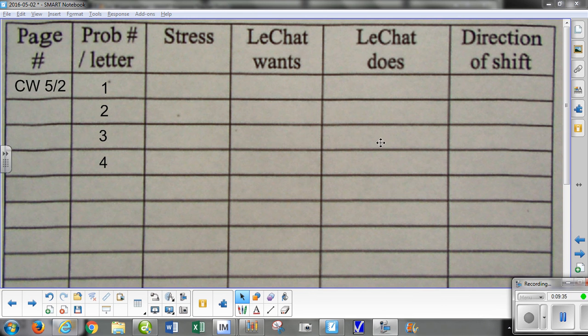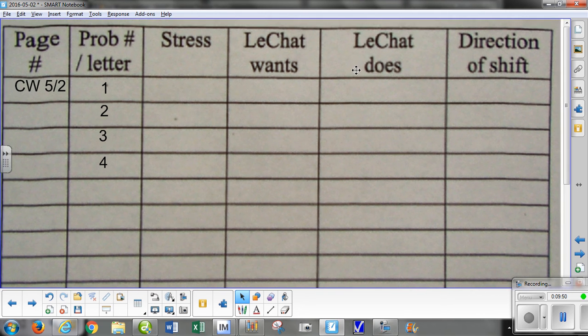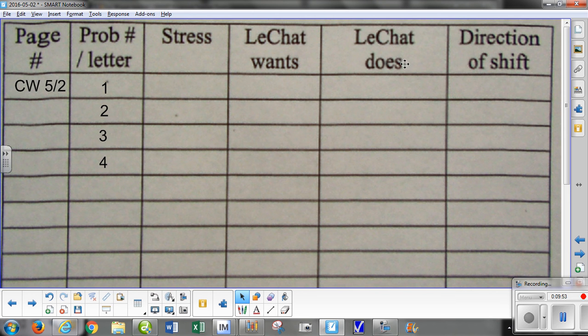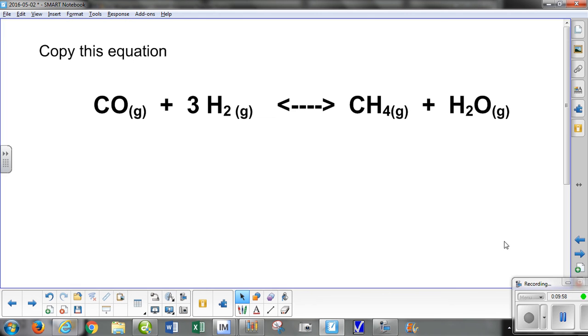Okay, for those of you watching at home because you weren't at class today, or those of you who were in class today and wanted to get a second review on everything that we talked about, this is where we want to be. You want the Le Chatelier sheet so that you can figure this stuff out, and the first set of questions is going to be based on this particular balanced equation. So you need to copy this equation right now. Would you all please do that?